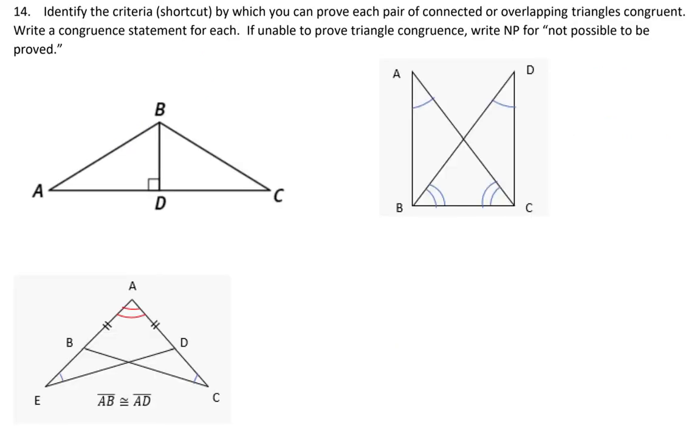All right, it says identify the criteria by which you can prove each pair of connected or overlapping triangles are congruent. Write a congruent statement for each. Okay. So the first one, we see the reflexive property, so let's mark it. That's all I have. So I have a pair of matching angles because they're both right angles, and I have one side by the reflexive property. Well, that's not enough information.